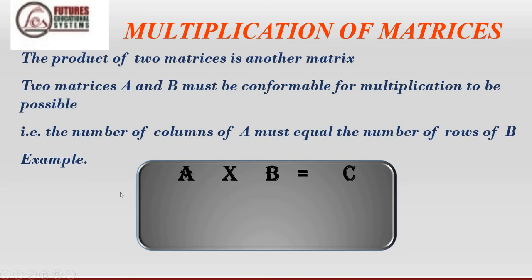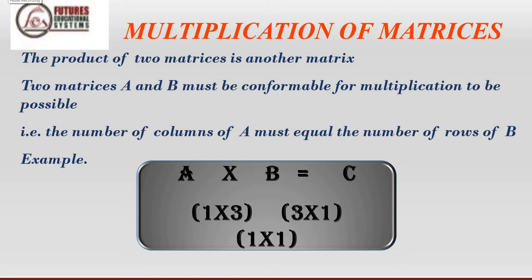If we have matrix A and matrix B, to multiply, matrix A is in order 1 by 3, matrix B is in order 3 by 1, and the result matrix is in order 1 by 1. We have checked that the columns of the first matrix equal the rows of the second matrix. The result equals the rows of the first matrix by the columns of the second matrix.